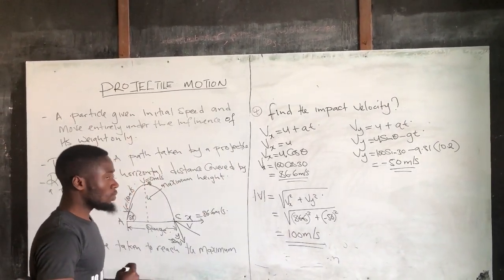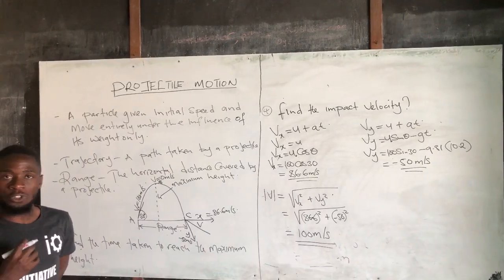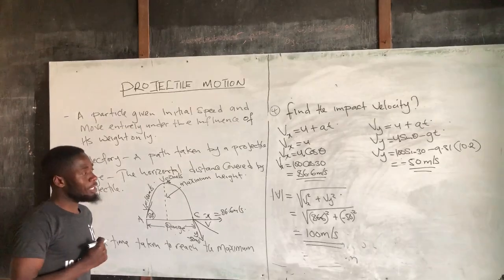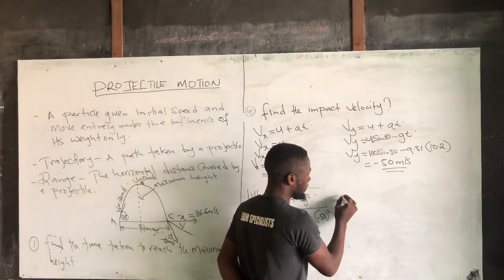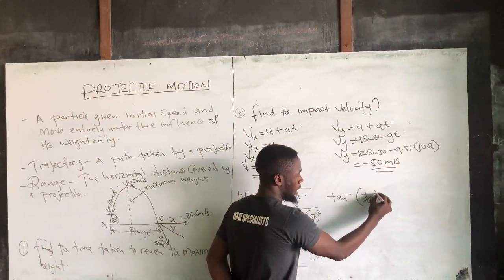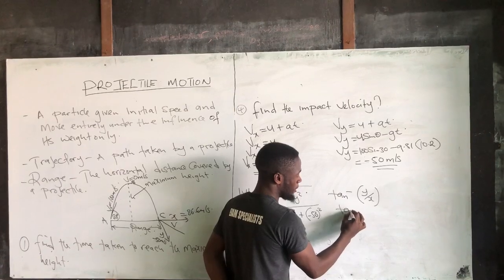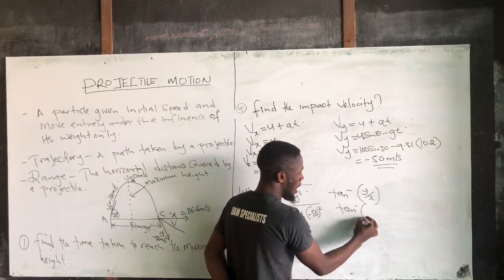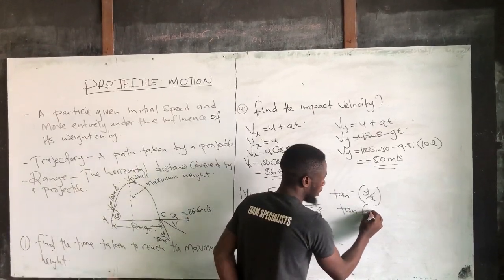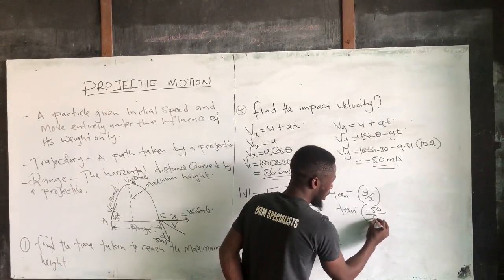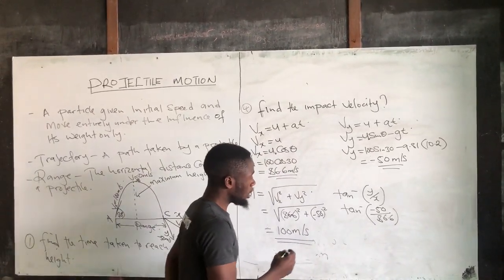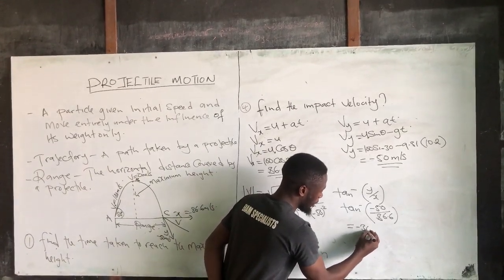Now that we have found the magnitude, we also need to find the direction. How do we find the direction? We say tan inverse of y over x. Y is the value of Vy, which is negative 50, over the value of Vx, which is 86.6. So what is the angle here? The angle is negative 30 degrees.